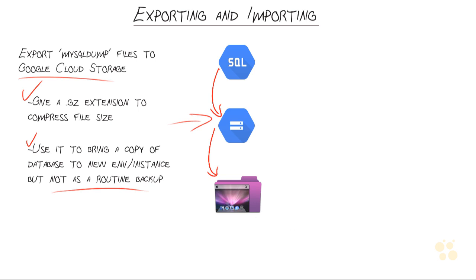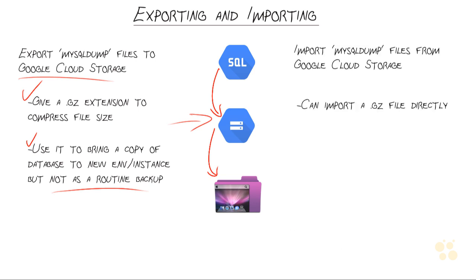Restoring from these MySQL dump files is the exact same process. You copy them up to a Google Cloud Storage bucket, and then you import them into your Google Cloud SQL instance. And again, note that if you want to, you can .gz the file to save some space, and you can import a .gz file into your Google Cloud SQL instance, and it will unzip it before it tries to import it. It will recognize that it's a compressed file.